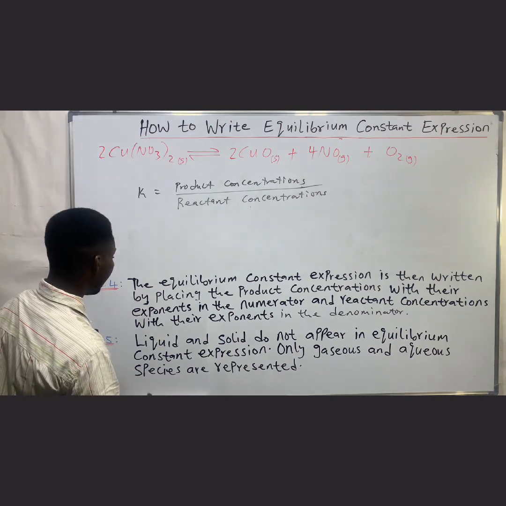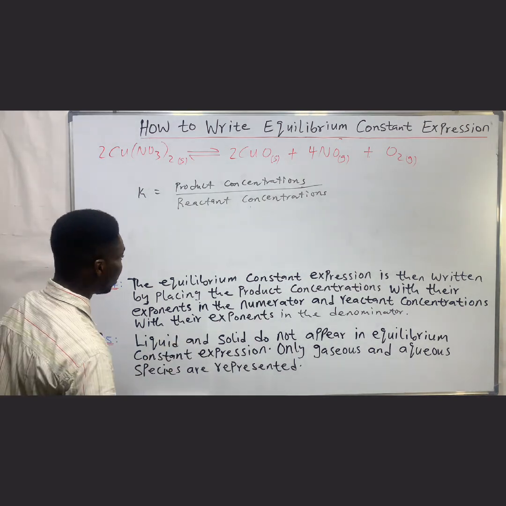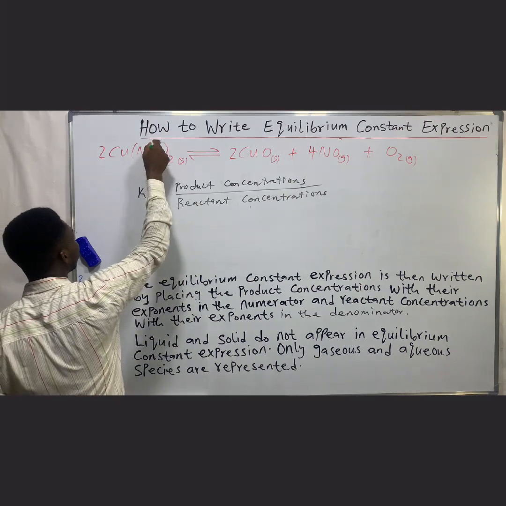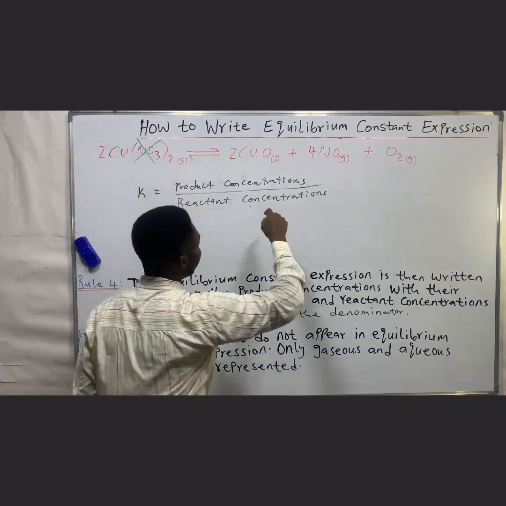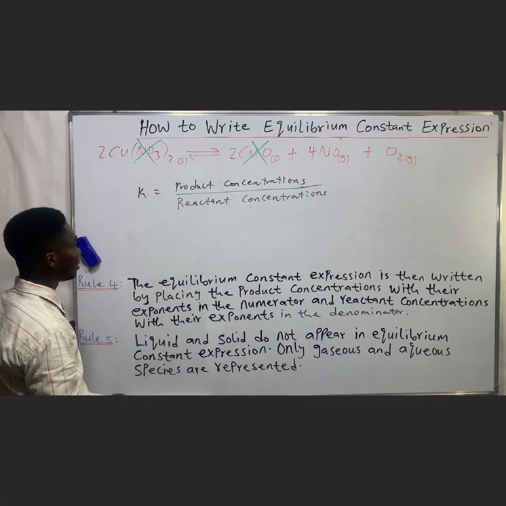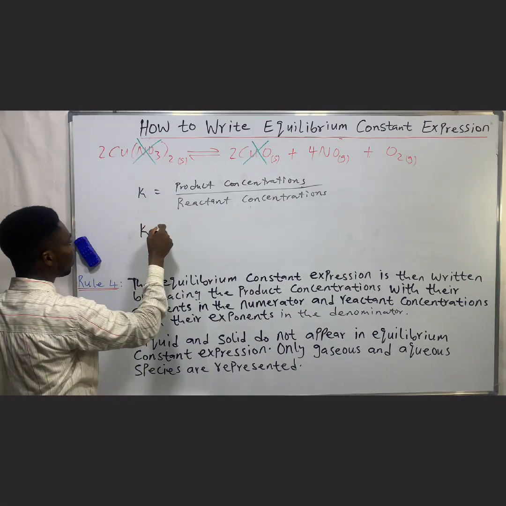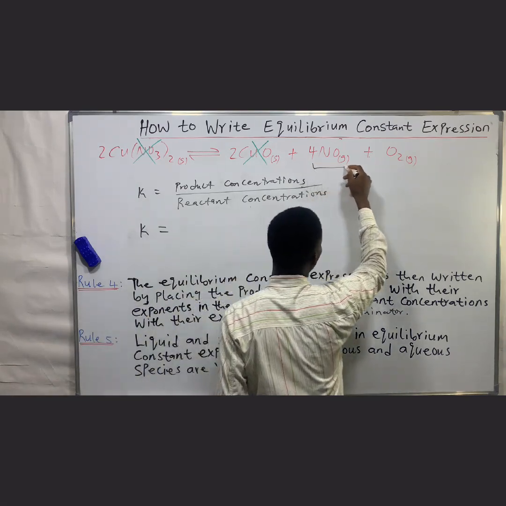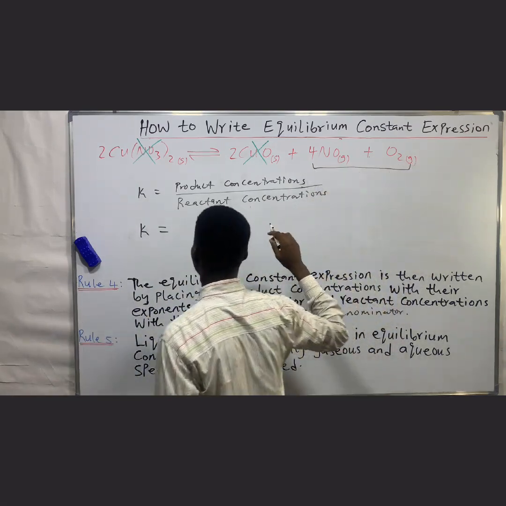Rule 5 says liquid and solid do not appear in the equilibrium constant expression, which means that we are going to omit this. This is not going to appear. This is not going to appear. So the equilibrium constant is going to be just these 2. Only these 2 are going to be considered.